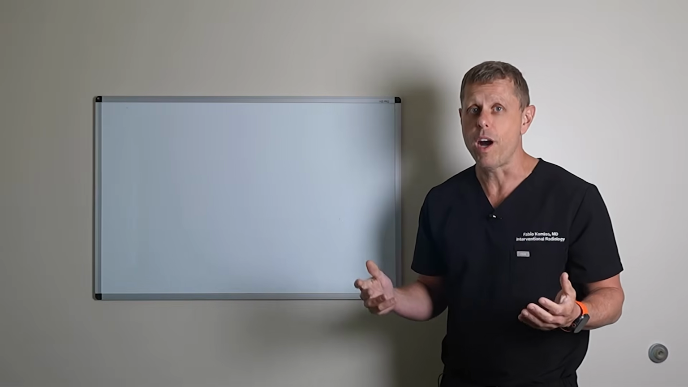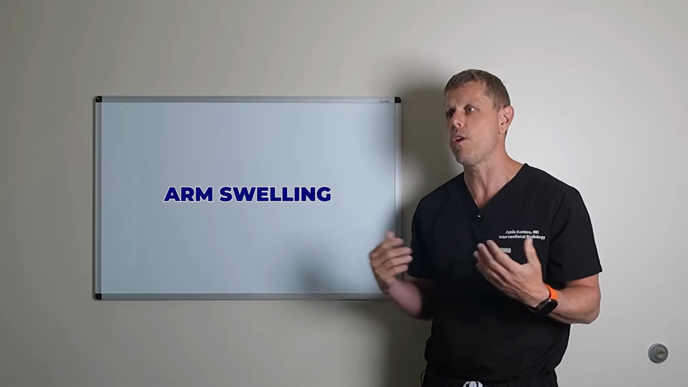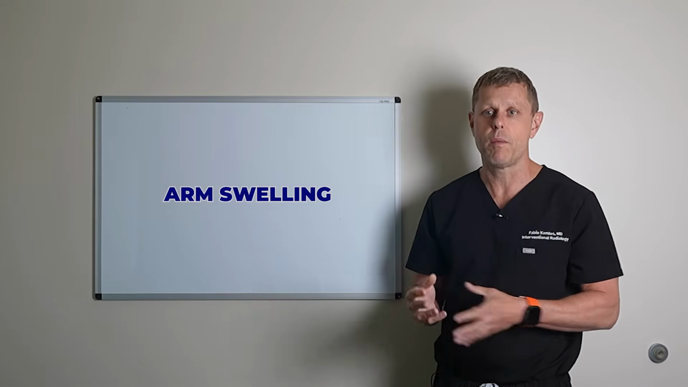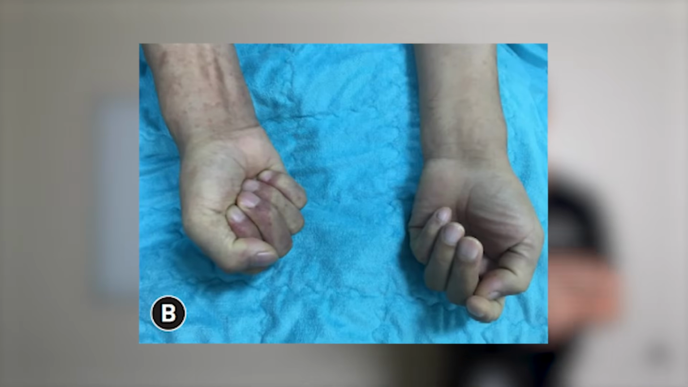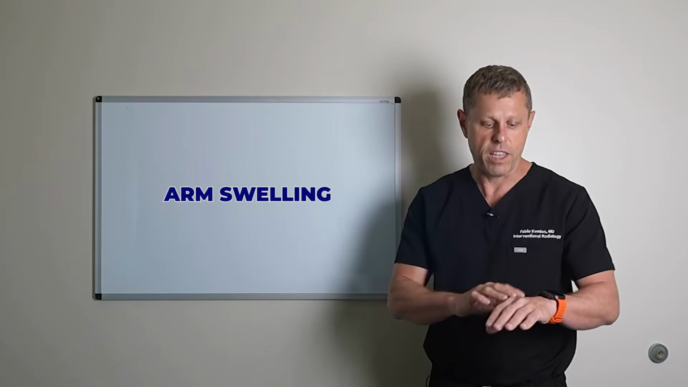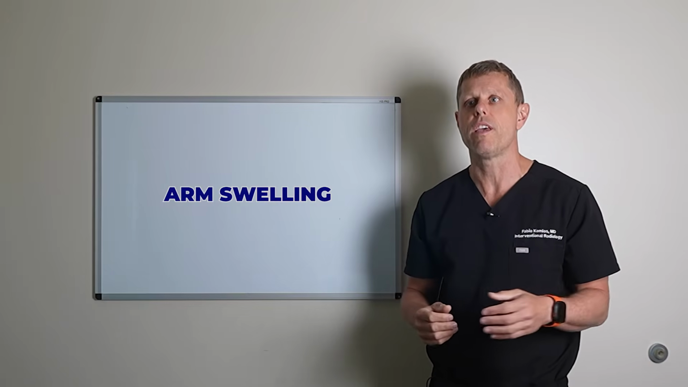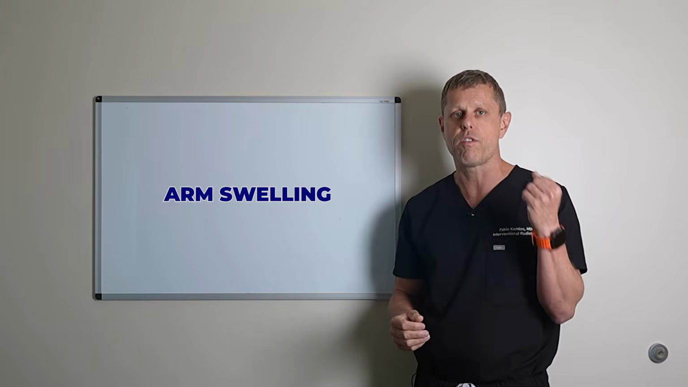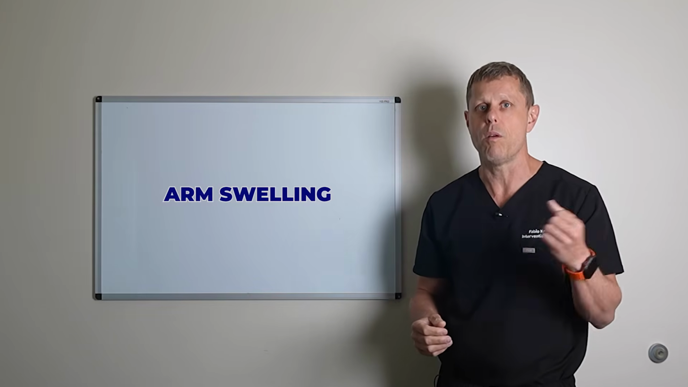Now, the fifth problem that we see sometimes is arm swelling. So patients are doing well, and then all of a sudden the arm blows up, it swells up. You can see the hand gets all swollen and puffy, and sometimes it may be difficult to even bend the elbow.